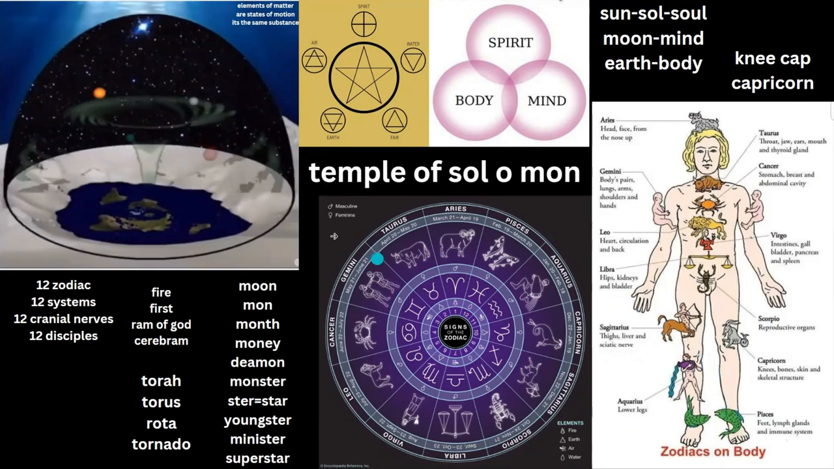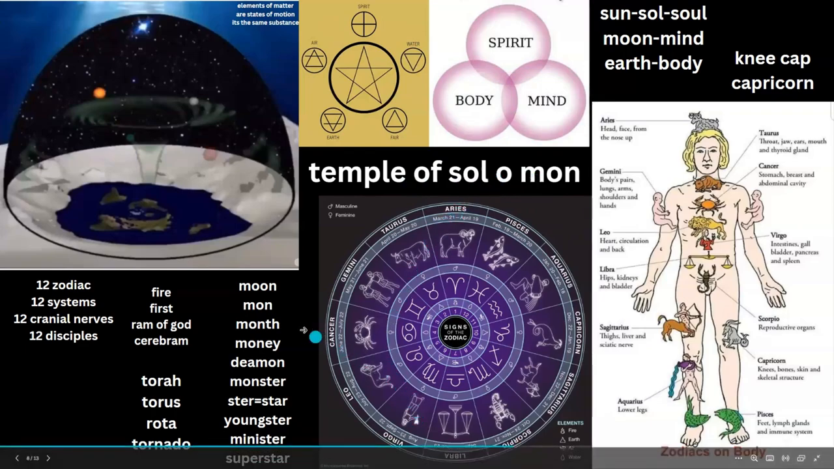Like I say, the temple of Solomon, the temple of the soul and man. The temple is the body. The soul is the soul. And the one is the mind, the temple of the soul and the mind, body, mind, and spirit. We consist of the five elements: air, spirit, water, earth, and fire. We consist of everything. We are the universe. We're made in God's image, which is the universe. You see? Now, everything goes back to the stars.